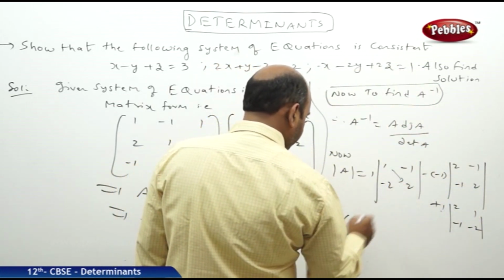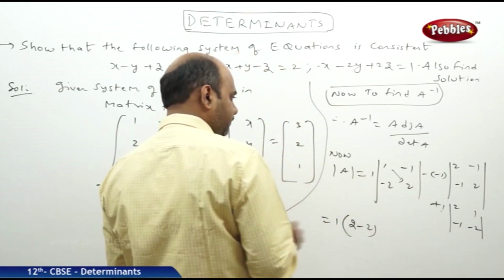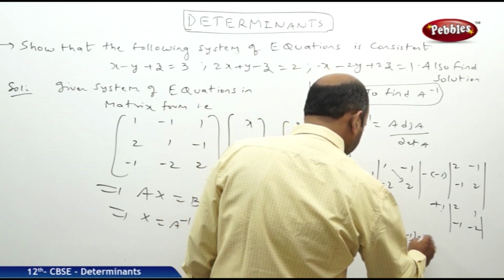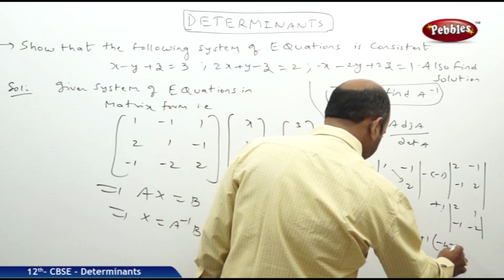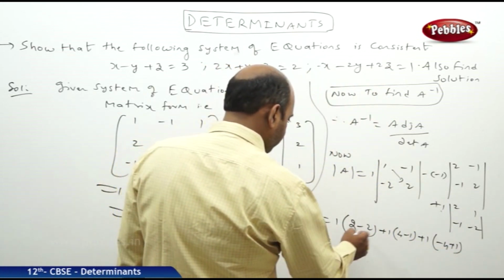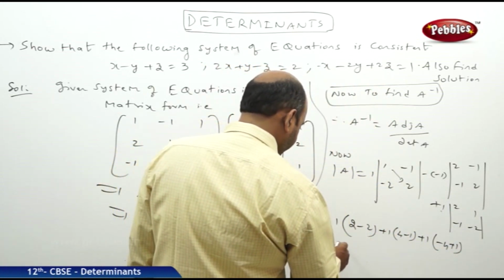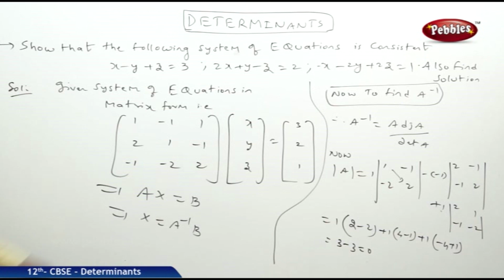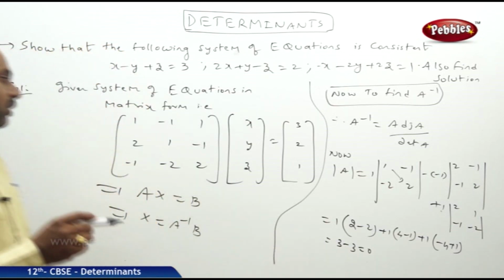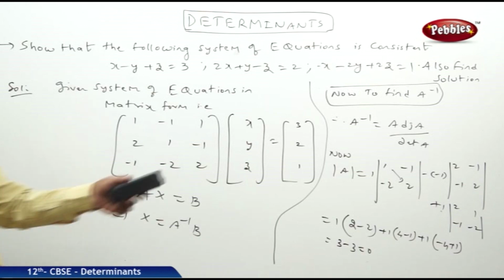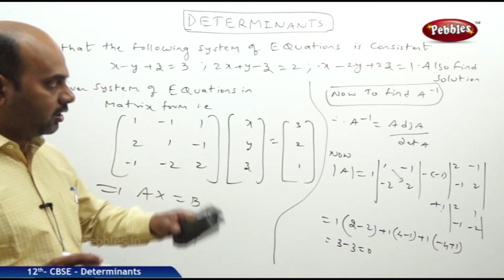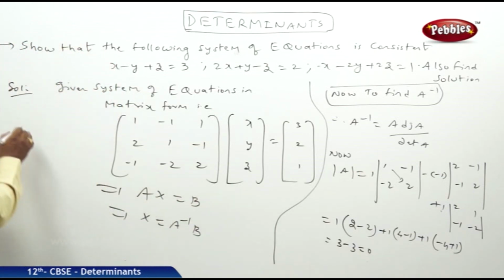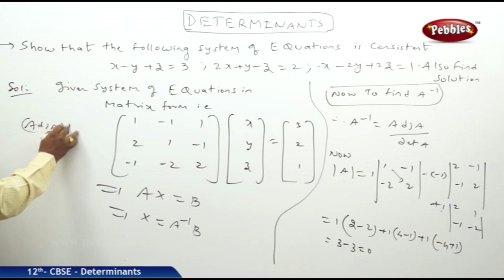So we should observe carefully. 1 into what happens, 2 minus 2, and here minus minus becomes plus, plus into 4 minus 1, plus 1 into minus 4 plus 1. So what happens, 2 minus 2 is 0, and here comes 3 minus 3 will be equal to 0. Yeah, now we should be very careful. Now det A is equal to 0. Now how can we tell if det A is equal to 0, the system is consistent or inconsistent? How can we tell? It depends upon the condition adjoint of A into B.